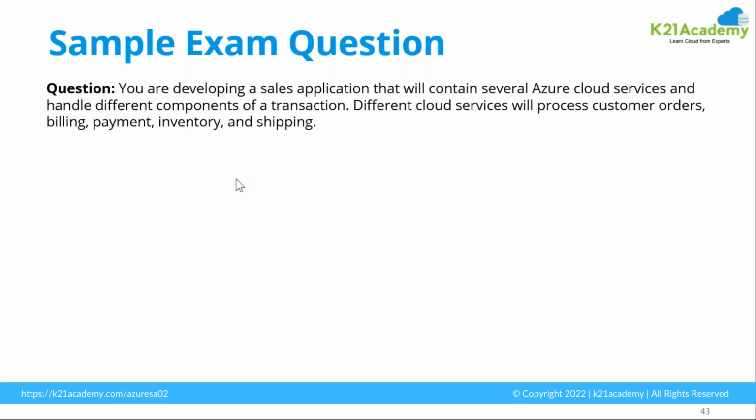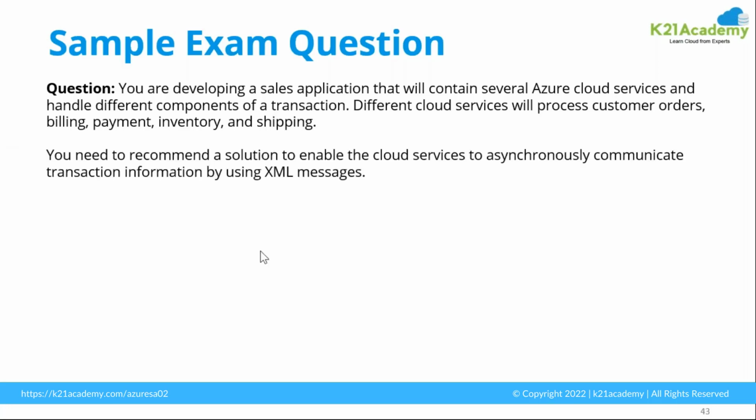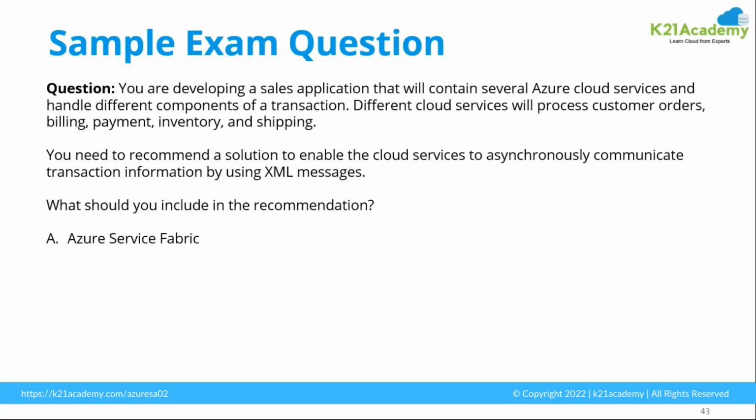We all have ordered groceries during this pandemic situation on an app itself. Now think from that perspective that you have an app and you are going to order an item using it. So you need to recommend a solution to enable your cloud services to synchronously communicate transactions and information by using XML messages. Now, guys, your messaging service comes into the picture. What should you include in the recommendation? Azure Service Fabric, Azure Data Lake, Azure Service Bus, or Traffic Manager.